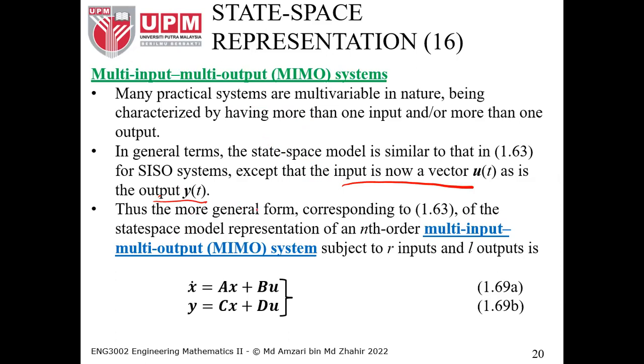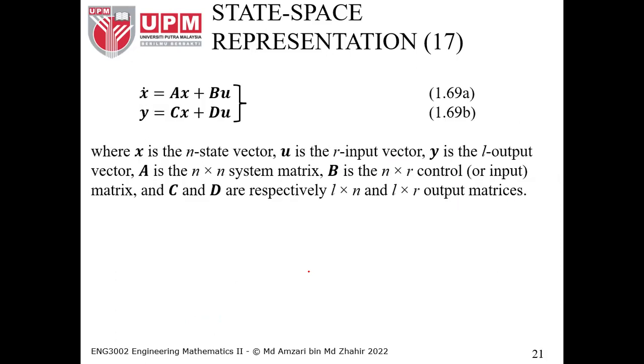Thus, the more general form, corresponding to 1.63, is the state space representation of an n-state, multi-input, multi-output MIMO system with r inputs and l outputs. Your x dot will be Ax plus Bu, and you have y equal to Cx plus Du, so there is an additional term Du. Okay, so this is the main equation.